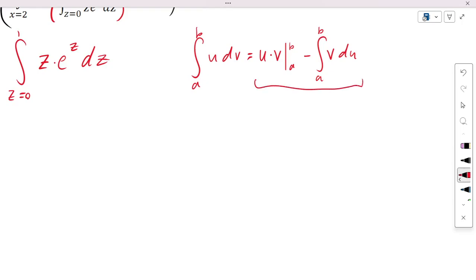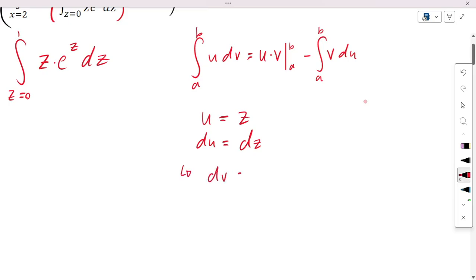That's what we are going to get if we try and find our variables here. So what we are going to do, we're going to suppose that u will be equal to z. Like we said, it would be easier. Therefore, du will be equal to 1 dz, which is just going to be dz. We don't have to focus on the 1. So now that we've done that, we need to focus on dv.